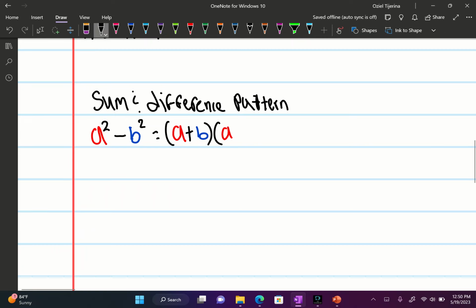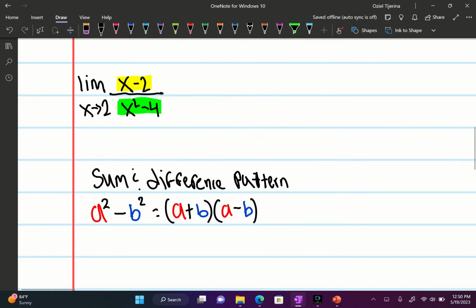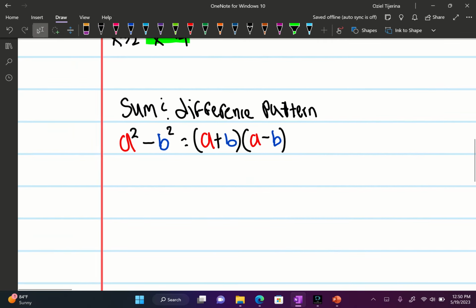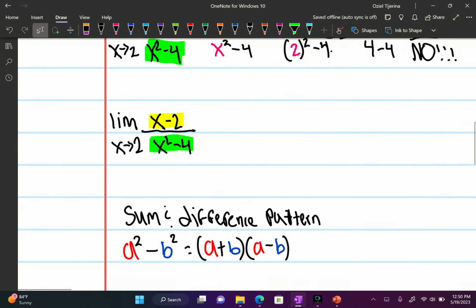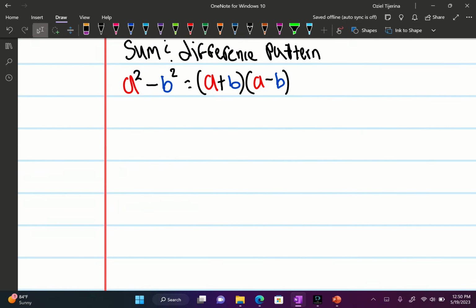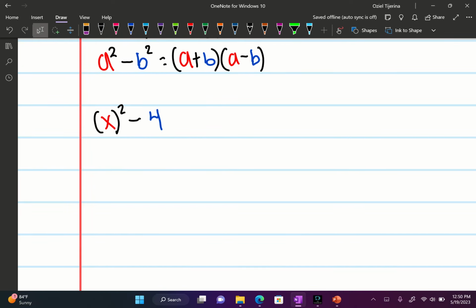And we must remember this because this is so important for calculus, right? Because in order to do this, we need to factor x squared minus 4. So if I have, for example, the quantity x squared minus 4, right? And we know that b squared is actually 4, right?